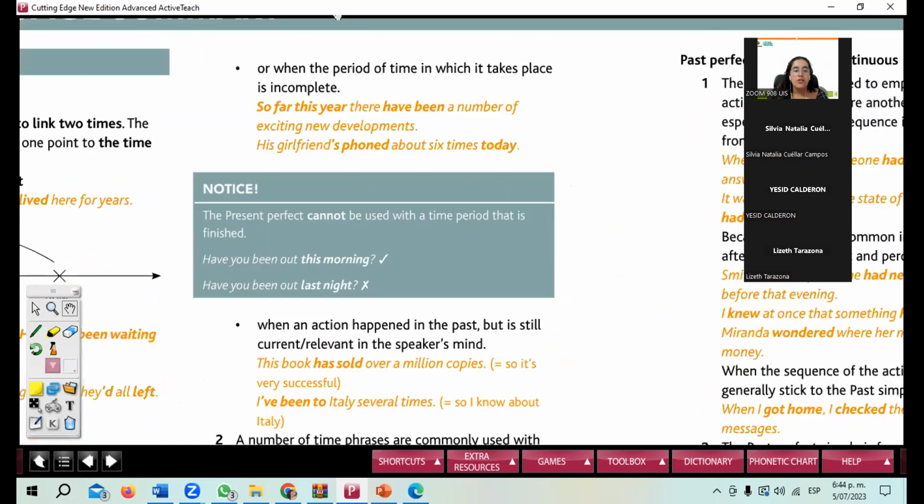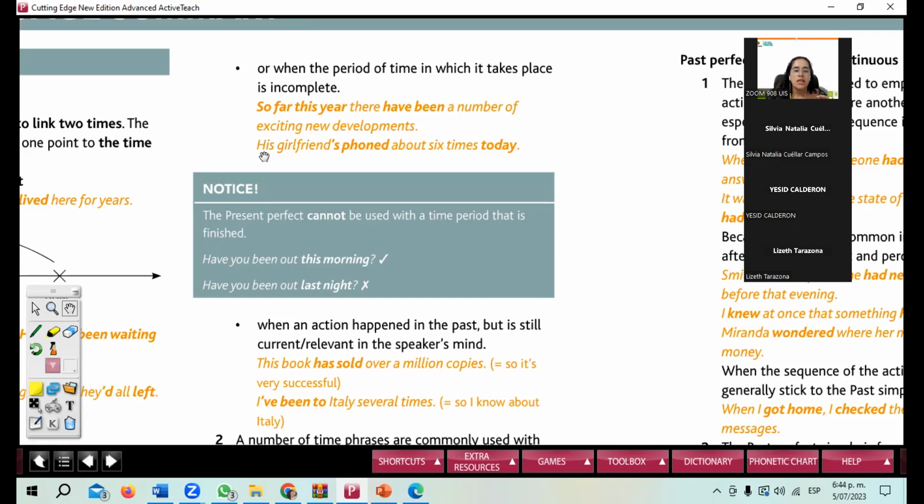Okay, another use: when the period of time in which it takes place is incomplete. So not only the situation is incomplete, but the period of time is incomplete. If I say, so far this year, there have been a number of exciting new developments. A lo largo de este año, this year is not over yet, okay? So we use the present perfect.